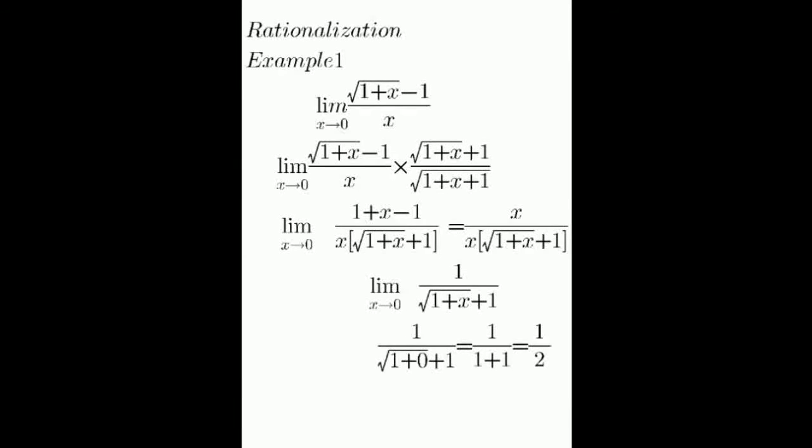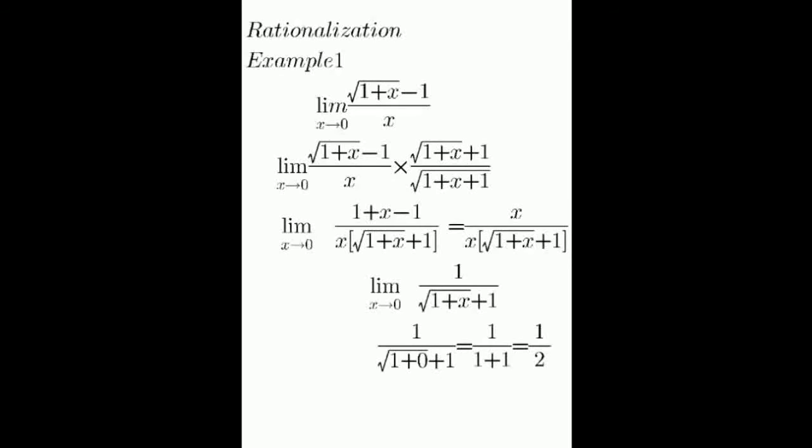In example 1, we have a function which is based on a root term. Whenever we have a root term, we are going to use rationalization. In rationalization, we multiply and divide by the same term but with the opposite sign. After that, we have the formula a plus b and a minus b, which is equal to a square minus b square. Square and root will be cancelled.